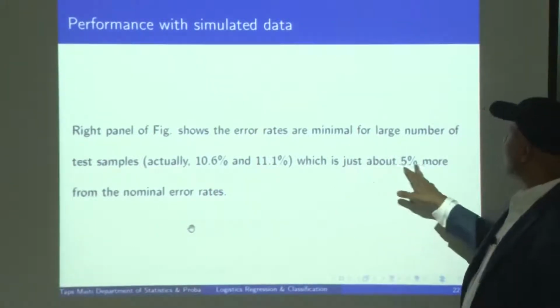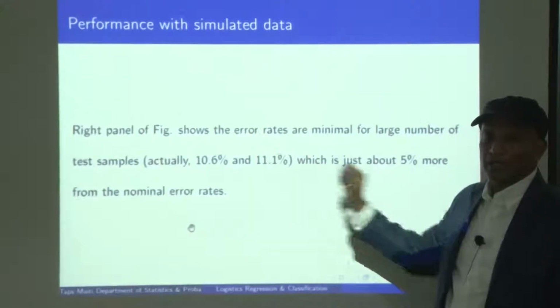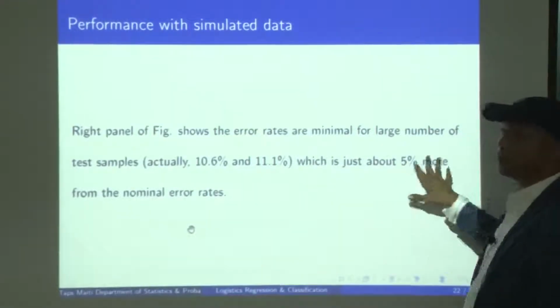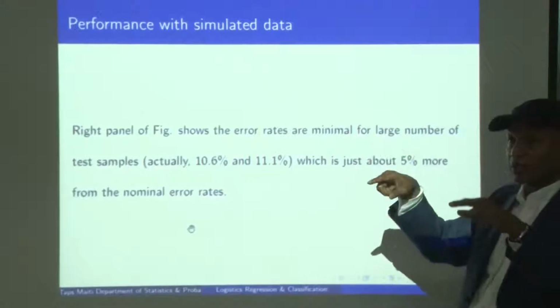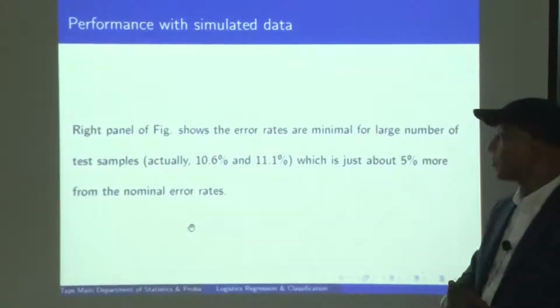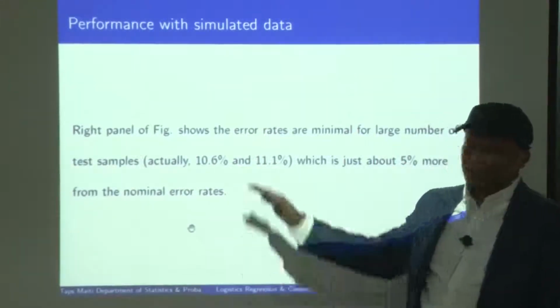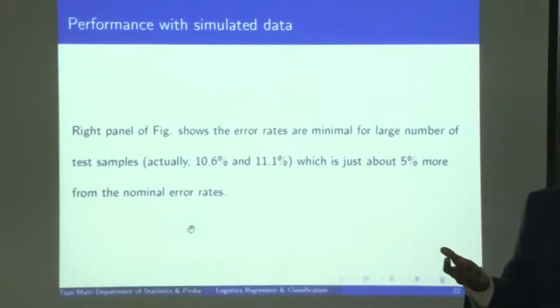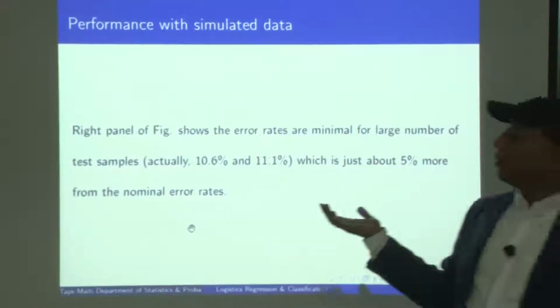which is just about 5% more than the nominal error rate. Because you cannot beat this part, you have seen this 5% where it is, you cannot beat that part because there is obviously some commonality. So in this case what we are trying to say is that generally it works well.